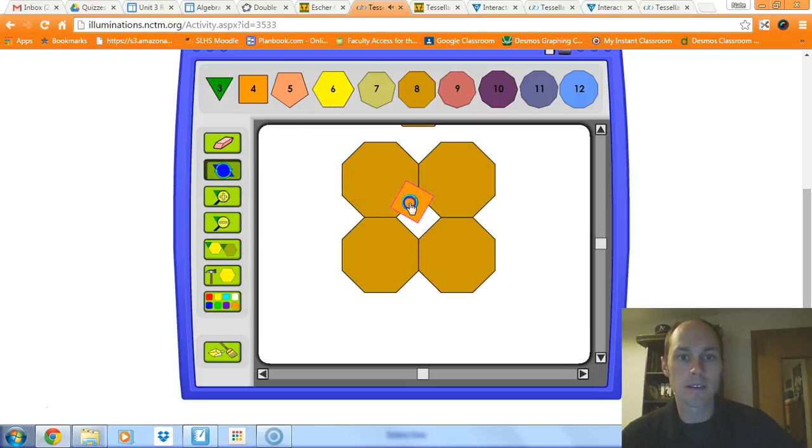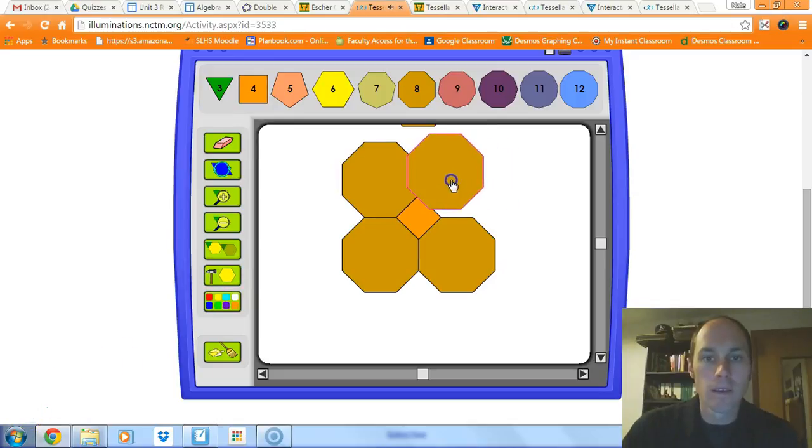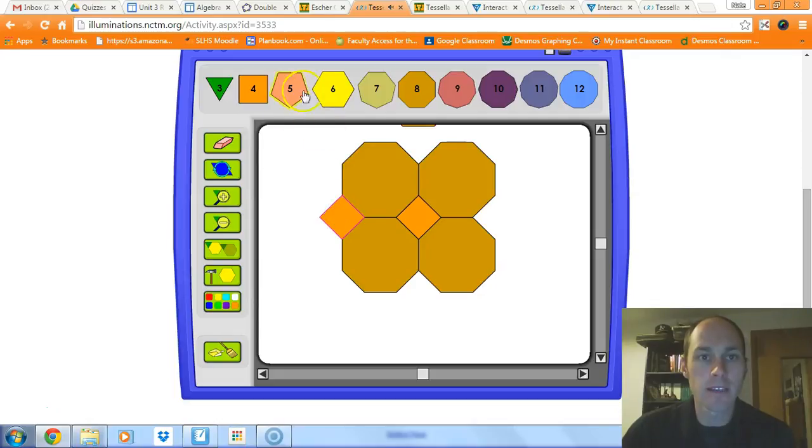rotate my square, and if I move that back in, not quite there, it should fit in there. I have to work on that a little bit, but you could play around with that and find out which different shapes would fit together. So then I just keep putting the different pieces in there and make sure there's no gaps or overlaps, and if I can do that, I've got myself a tessellation.